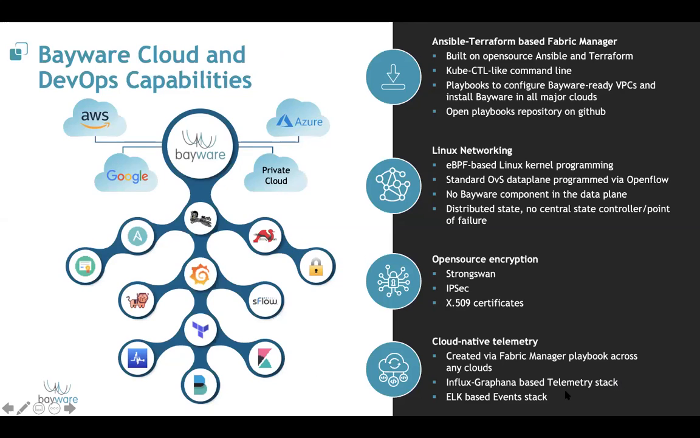You deploy and manage Bayware with an Ansible-based fabric manager that uses command lines and playbooks. It's an open repository of those playbooks. It's all Linux networking. As I've mentioned, there's no Bayware component in the data path, and there's no central control point of failure. It's entirely distributed. We use all open source encryption and certificates, and we use cloud-native telemetry and events.